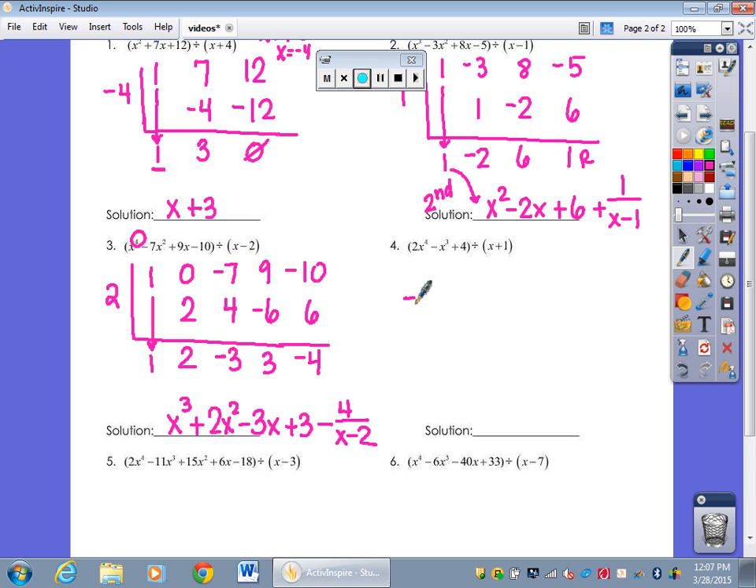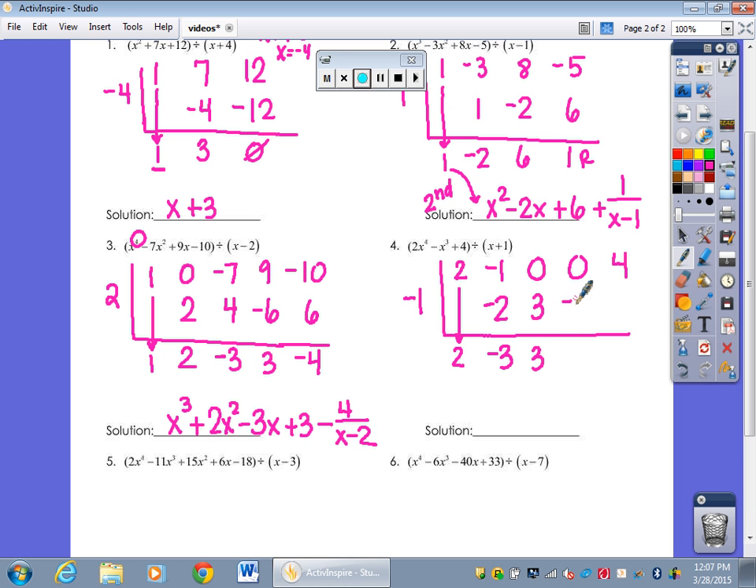All right, the next one, we're going to do negative 1. And we've got 2, that's x to the 4th. Negative 1, x to the 3rd. We have 0 on x squared. We have 0 on x, and then we have a positive 4 as the constant. Okay, we bring that 2 down. 2 times negative 1 is negative 2, and we add it, so that's negative 3. Negative 3 times negative 1 is 3, and we add it, so that's 3. 3 times negative 1 is negative 3, we add it, that's negative 3. And negative 3 times negative 1 is 3, and we add it, we get 7.